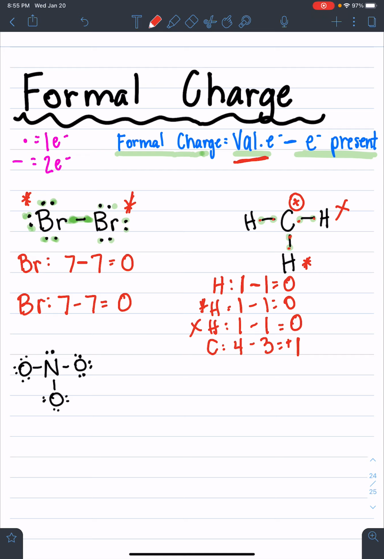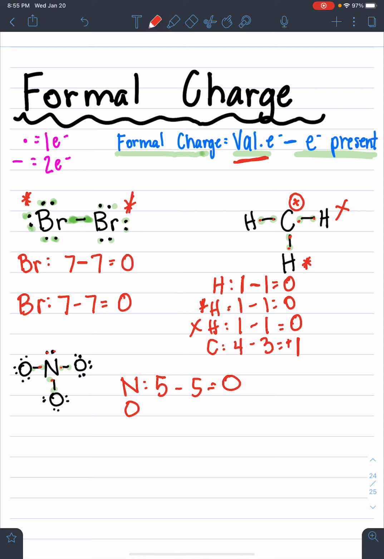Okay, let's go down to the bottom one down here with the N and the Os. Let's start with the N. On your periodic table, you see N normally is supposed to have 5 valence electrons around it. Let me highlight our bonds again, or get our little electrons in there. All right, so N has 1, 2, 3, 4, 5. So 5 minus 5 is 0, so N has no formal charge on it.